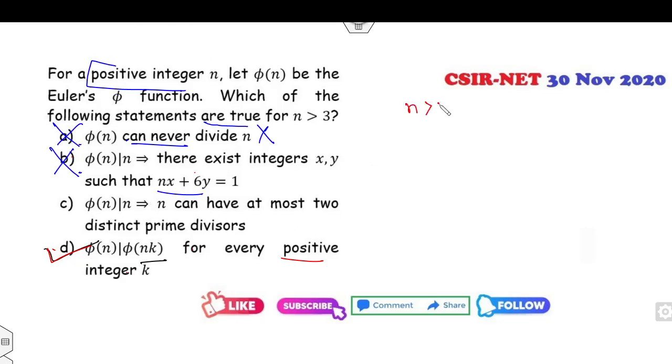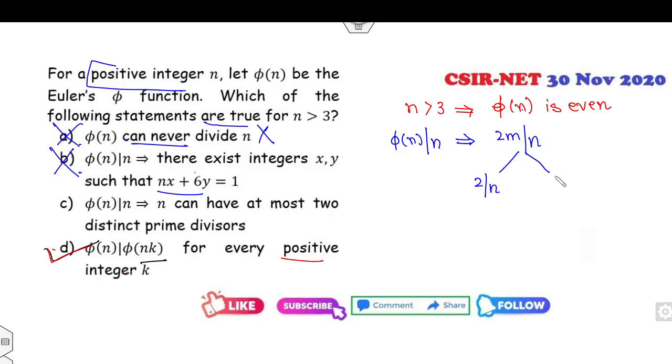Now, n is greater than 3. So then it implies phi of n is always an even number. Then phi of n divided by n: I can choose phi n as 2m, since phi n is an even number. 2m is divided by n. Then either 2 divides n or 2 doesn't divide n. It depends upon you whether you choose n is 4, or whether you choose n is 5. Now, if this happens, what will happen?